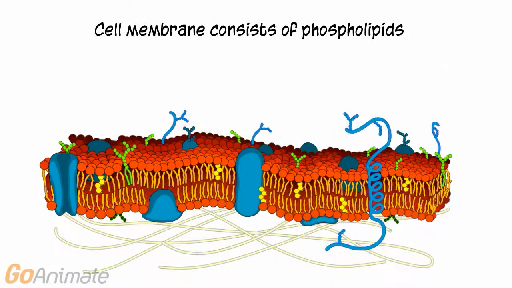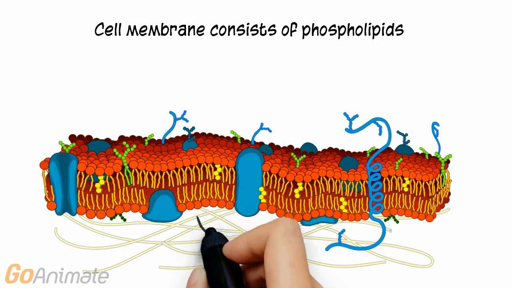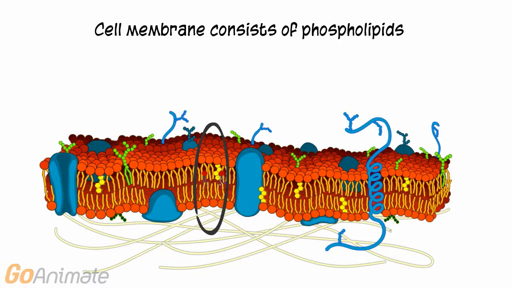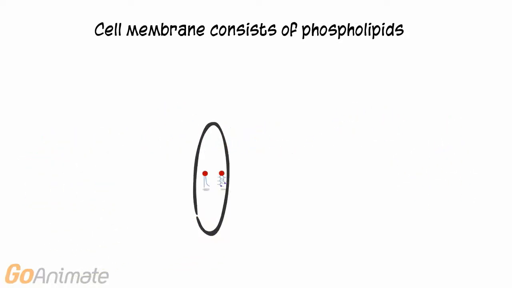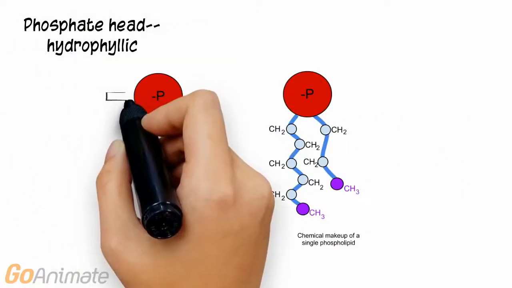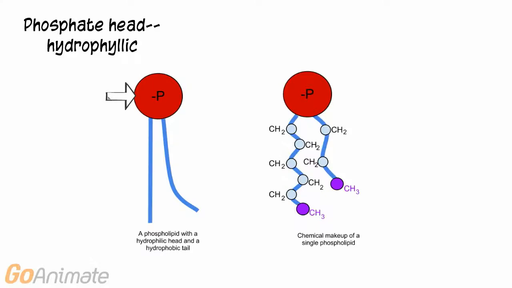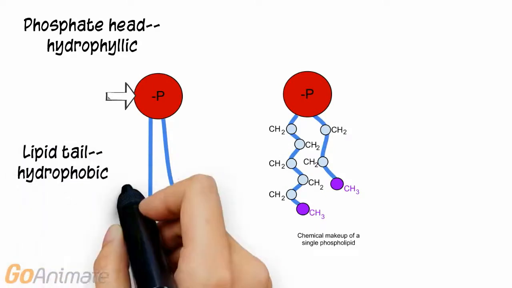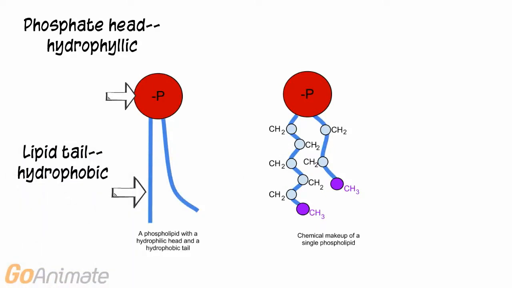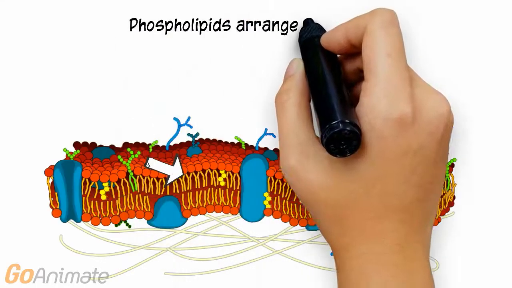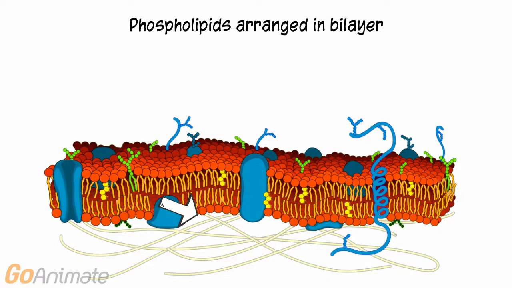The cell membrane consists of phospholipids. Phospholipids include a phosphate head, which is hydrophilic, or water-loving, and the lipid tail, which is hydrophobic, or water-hating. The phospholipids are arranged in a bilayer.